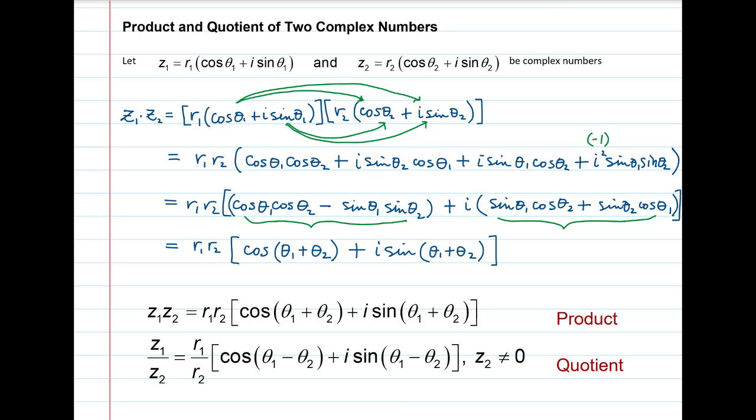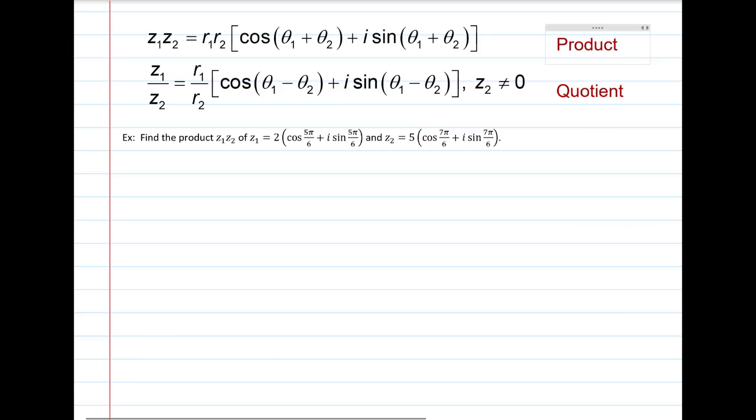Now for the quotient, it's going to work similarly. Just for the sake of time, I'm going to skip all that work. And we're going to get that instead of adding the arguments, we'll actually subtract for the quotient. Everything else is the same. Now, of course, we want z2 to not be equal to 0 so that the quotient is actually defined. Now, remember, we still have the modulus multiplying on the product, and for the quotient, we have the modulus dividing, r1 divided by r2. So let's look at an example here to see how these formulas work.